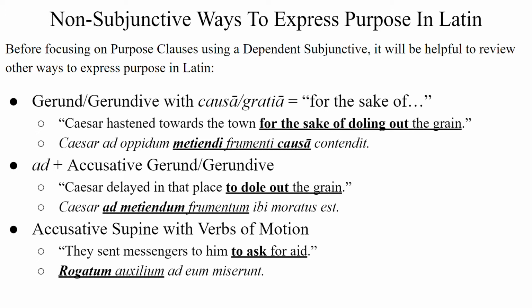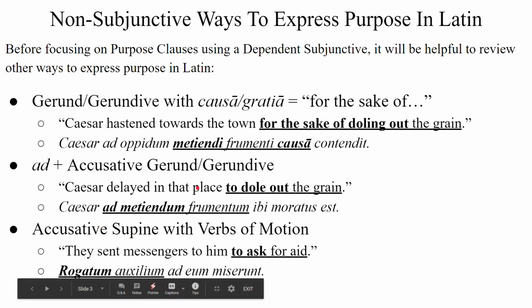So if you have a verb of motion, like sending, they sent messengers to him. Why did they do that? To ask for aid. Rogatum auxilium. Remember that the accusative supine is the fourth principal part of the verb, ending only in -um. The ablative supine ends in -u, letter u. Accusative supine, so rogatum auxilium, ad eam miserunt. This only works with verbs of motion, like sending. They went to ask for aid, etc.